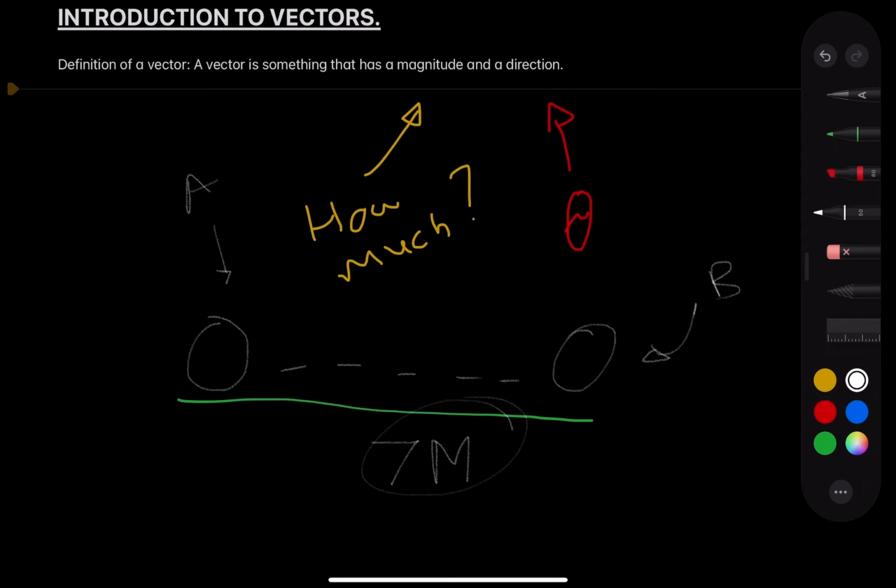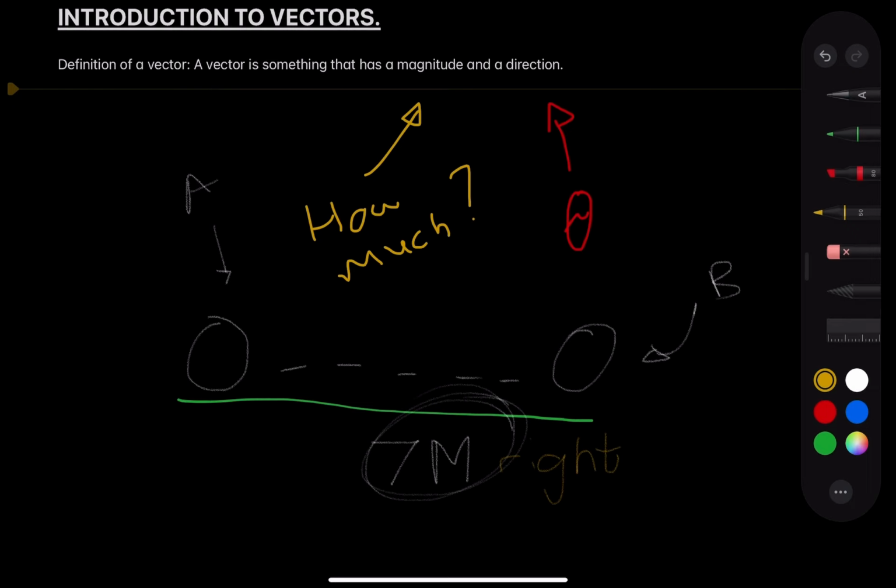If we go back to the definition, a vector is something that has a magnitude and a direction. What does this 7 meters tell us? Does it tell us how much? Yes, it does. Does it give us a direction? No, it doesn't. So in order to make this thing here a vector, we would have to say 7 meters right.